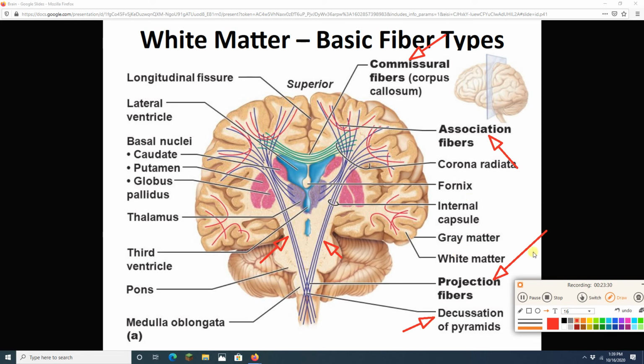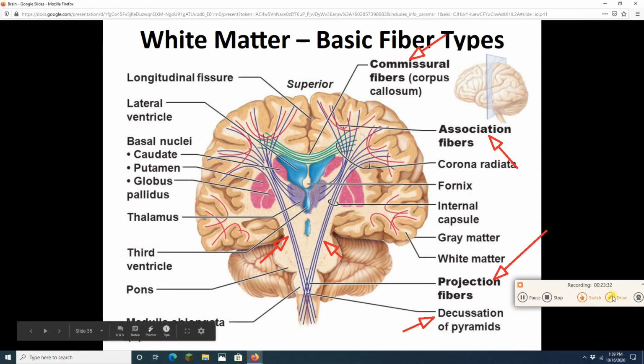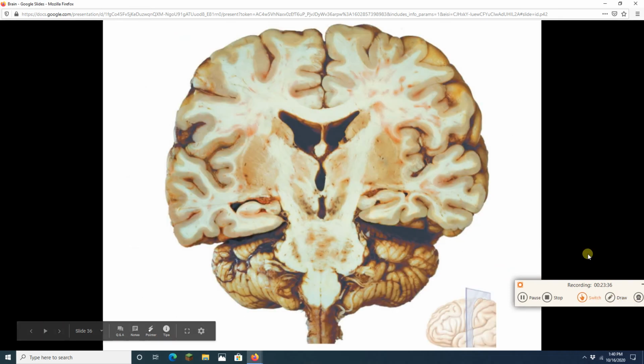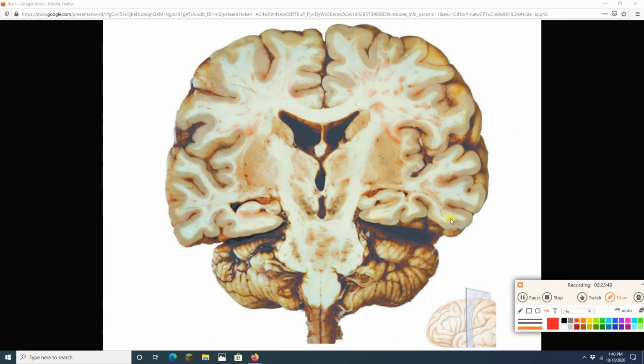Okay. Good. Let's erase all that. Let's look at another brain picture here. If we look at this actual brain, we can see projection fibers right here. See projection fibers right here. We can see commissural fibers right here. And then these guys over here would be association fibers. Cool.